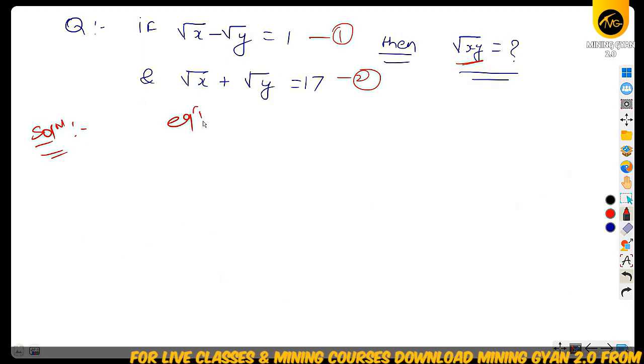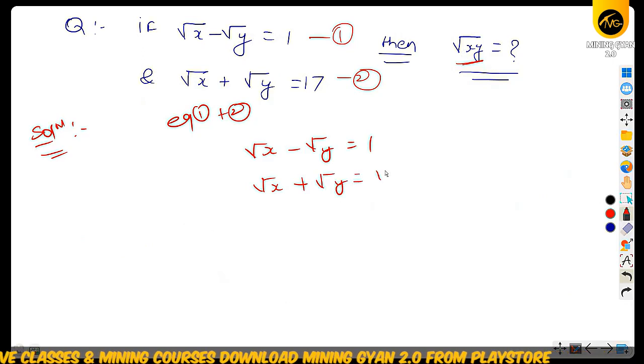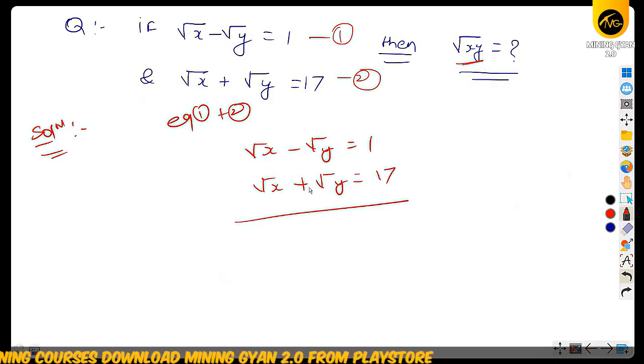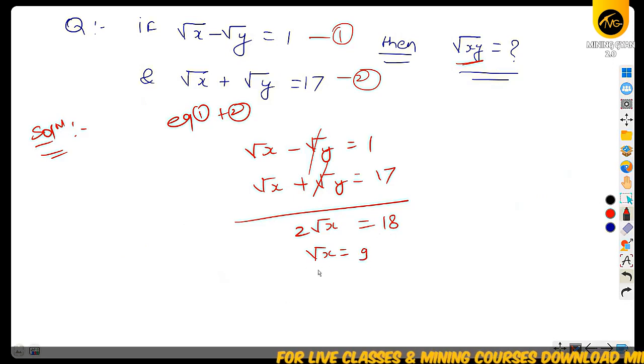Suppose we add equation 1 plus equation 2, and we have root x minus root y is equal to 1, and root x plus root y is equal to 17. That means just add the expressions. Now 2 root x is equal to 17 plus 1, that means 18. Now the value of root x is equal to 18 divided by 2, that means 9, right?